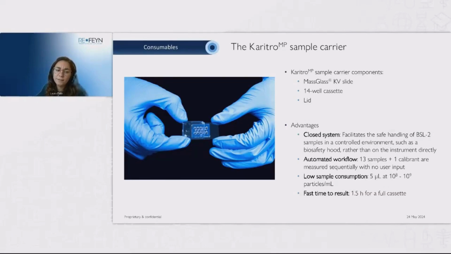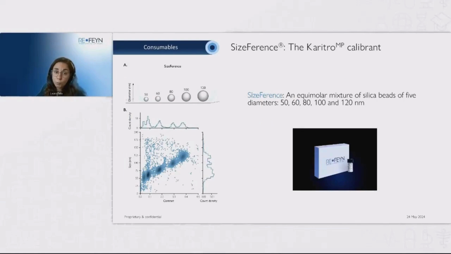And it requires very small amounts of sample, because we would need only 5 microliters of a sample at 10 to the 8, 10 to the 9 particles per milliliter, which is a really low concentration. The time to result, again, is really fast. It's about 1.5 hours from the beginning of the run until the production of the results. The other consumable needed for the Karitro measurements is the size standards, or the KaritroMP calibrant. If you remember, I showed you this data at the beginning of the presentation. This is used to calibrate the particle height axis into nanometers.